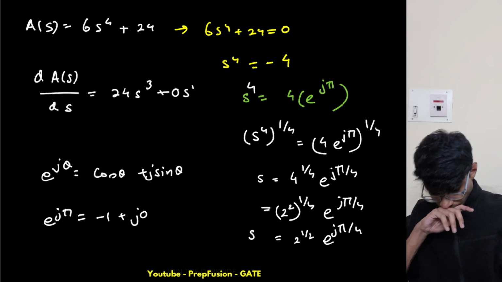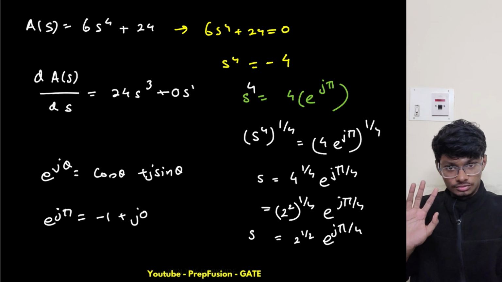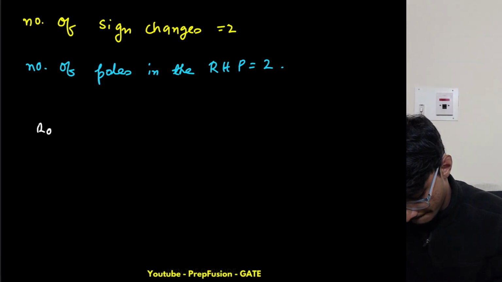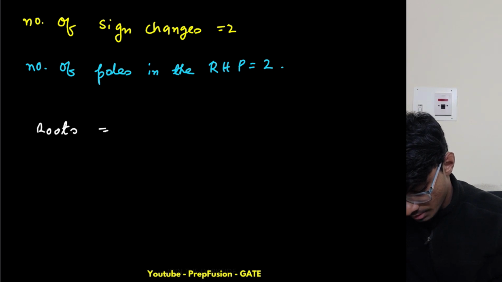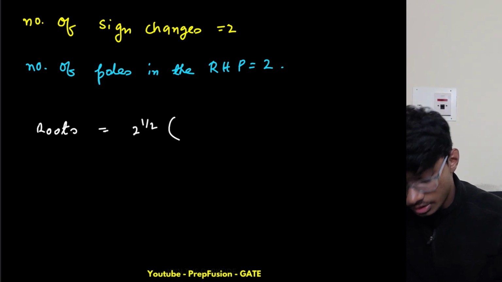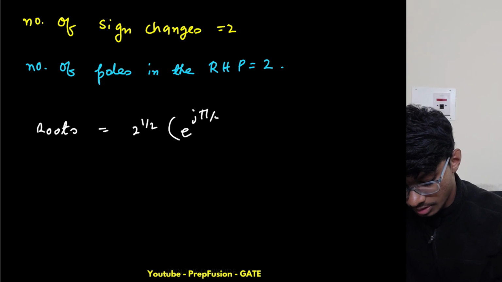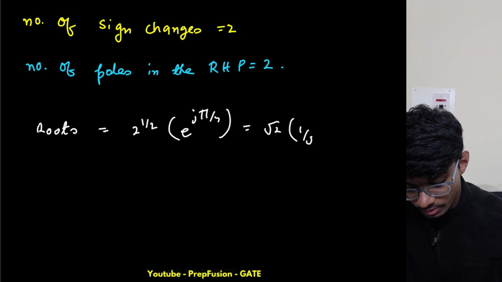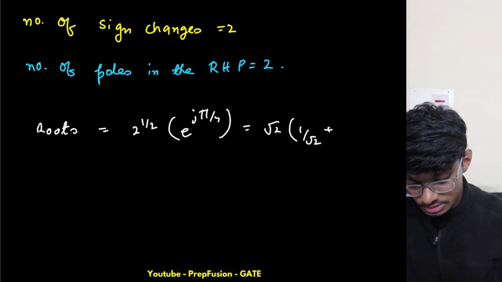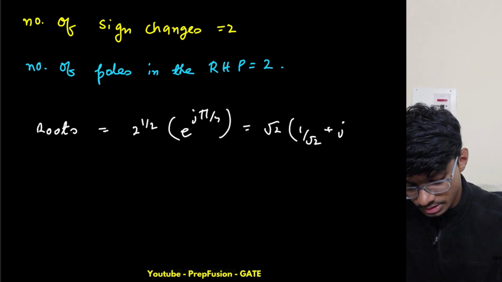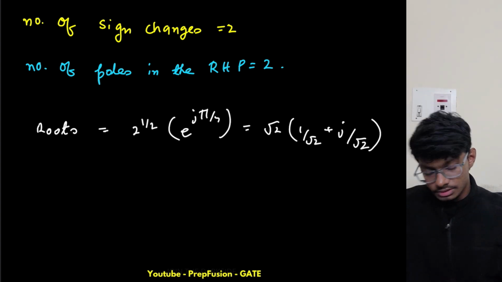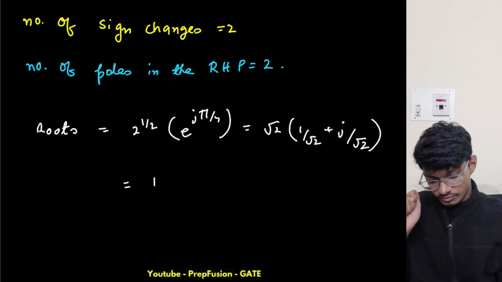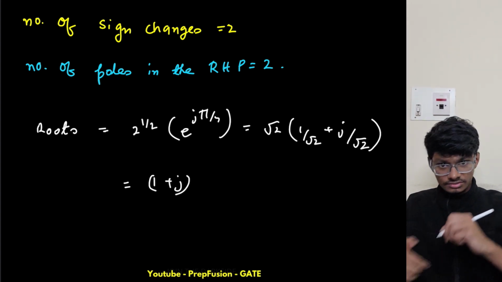So right now, this is one of the roots. Okay, so what is one of the roots? The root equals 2 raised to power half into e raised to power j pi by 4. Now I can break this down, right? This is basically under root 2 into 1 by root 2, like cos pi by 4 plus j sin pi by 4. So this is j by root 2, right? Now you multiply by root 2, what do you get? You get 1 plus j. So this is one of my roots.